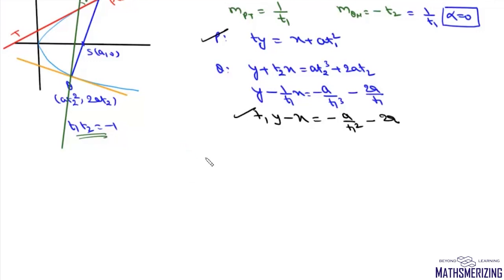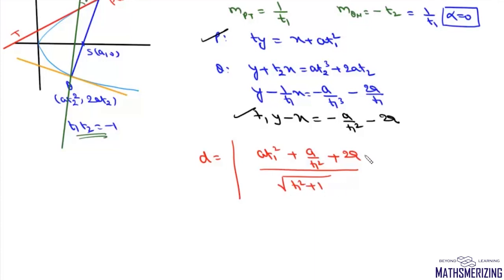Now we need to find the distance between these two parallel lines. So the distance between these two parallel lines will be c2 minus c1 upon the square root of a square plus b square. So we can write a t1 square and then plus a upon t1 square plus 2a upon under root of 1 plus t1 square. So we'll take a common. We can write this as t1 plus 1 upon t1 whole square upon under root of 1 plus t1 square.